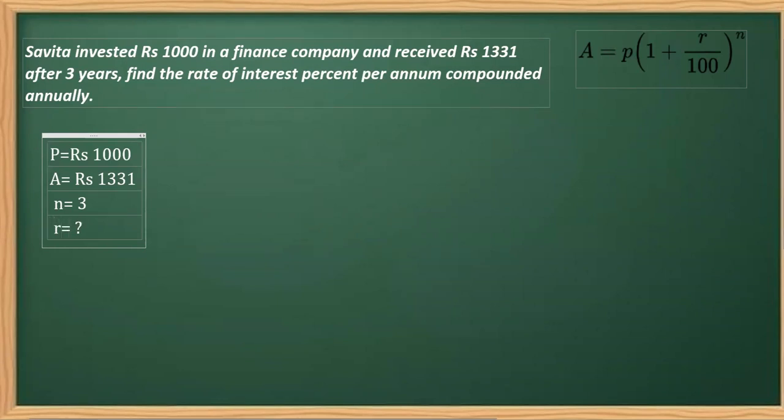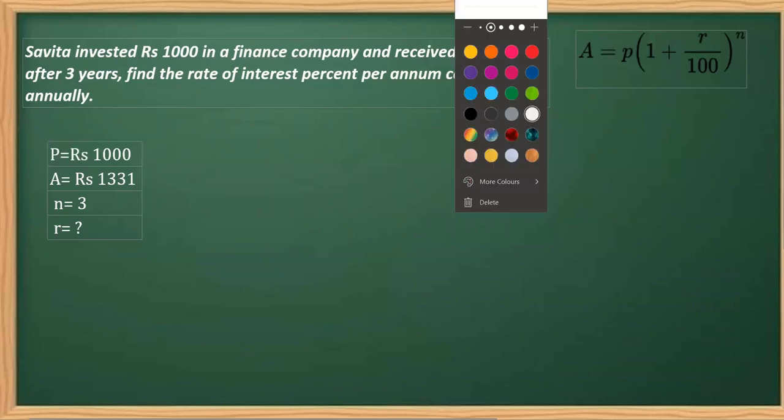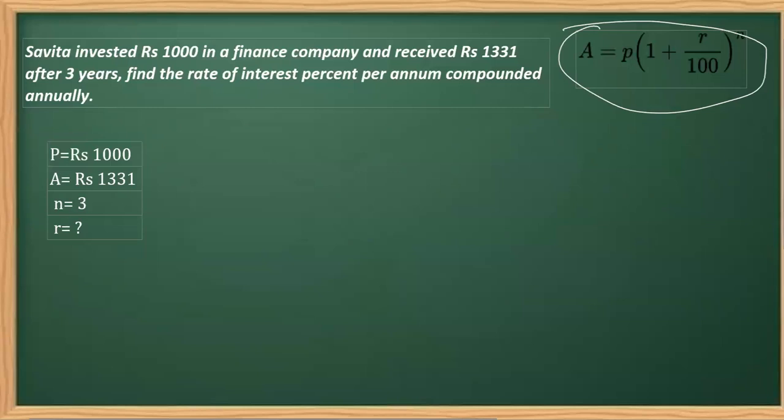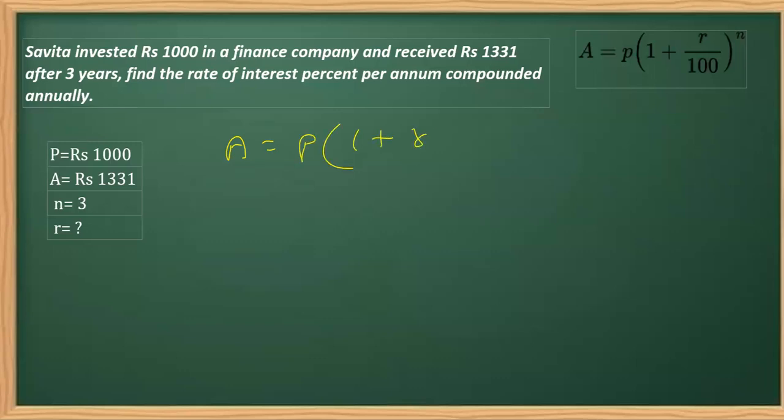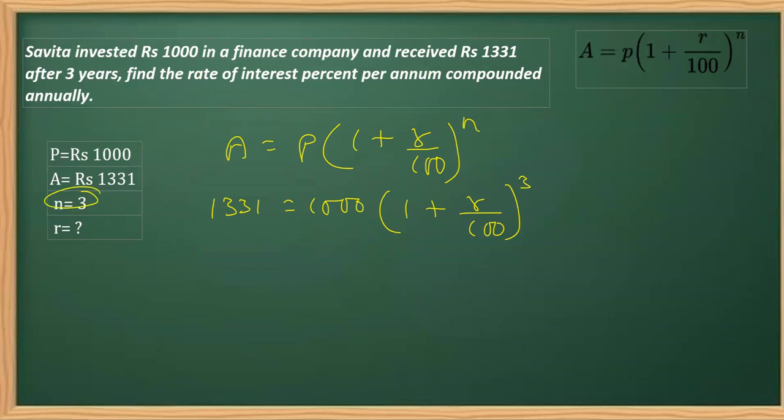Now we have a formula for the amount, and we'll be applying this formula in order to get the rate. So let's write down the information here. We have A is equal to P times (1 plus R over 100) raised to the power N. So we can replace A with its value, that is 1331. 1331 is equal to P, which is 1,000 in this case, into (1 plus R over 100) raised to the power N, which is given here as 3.